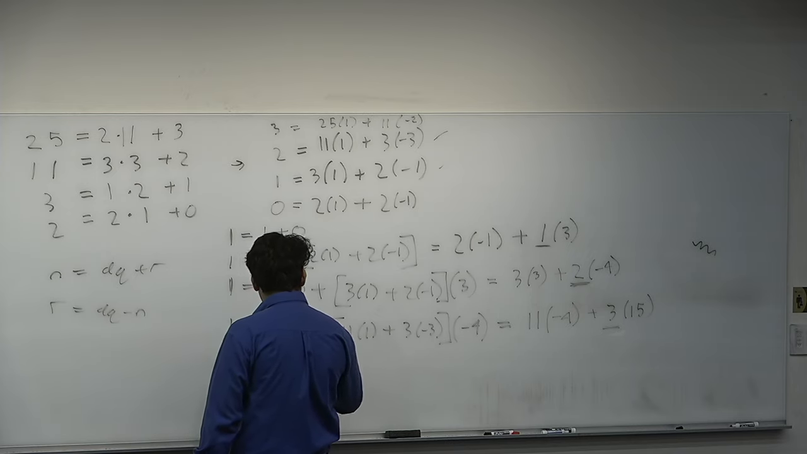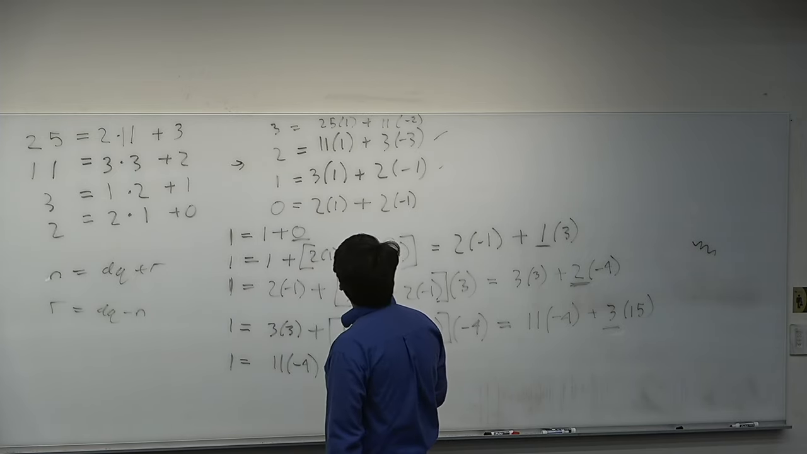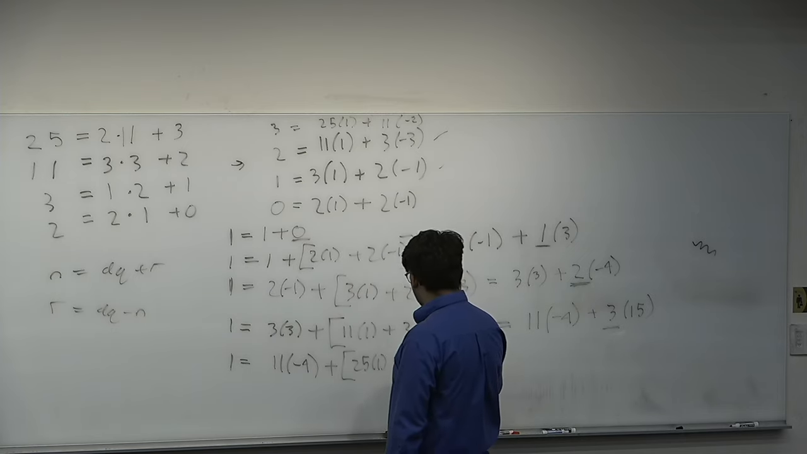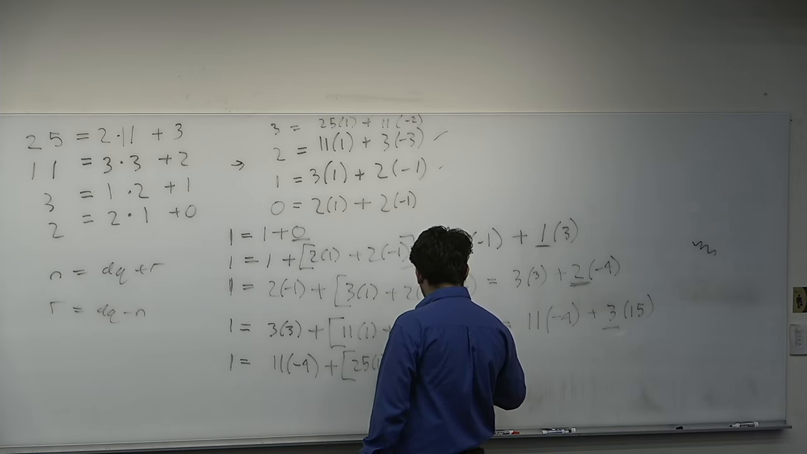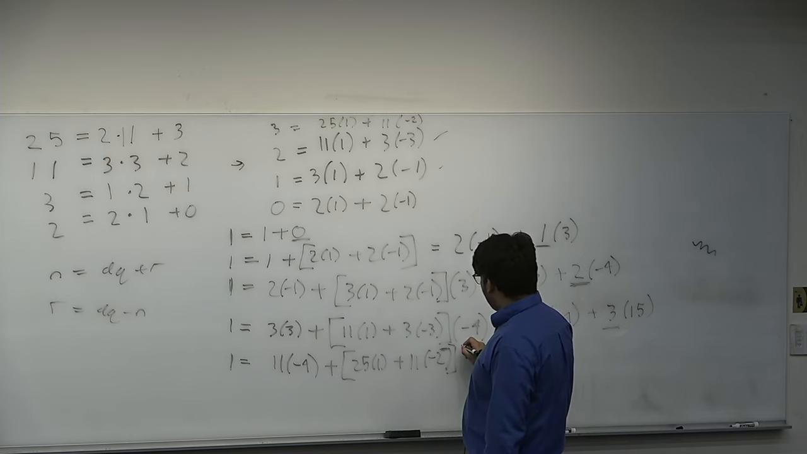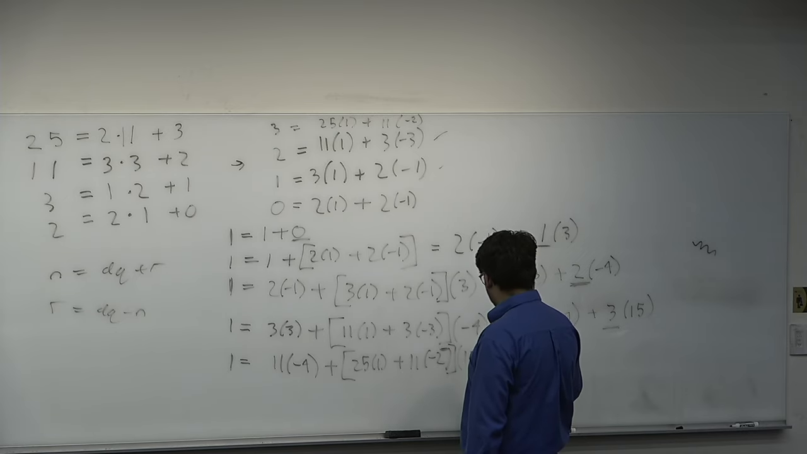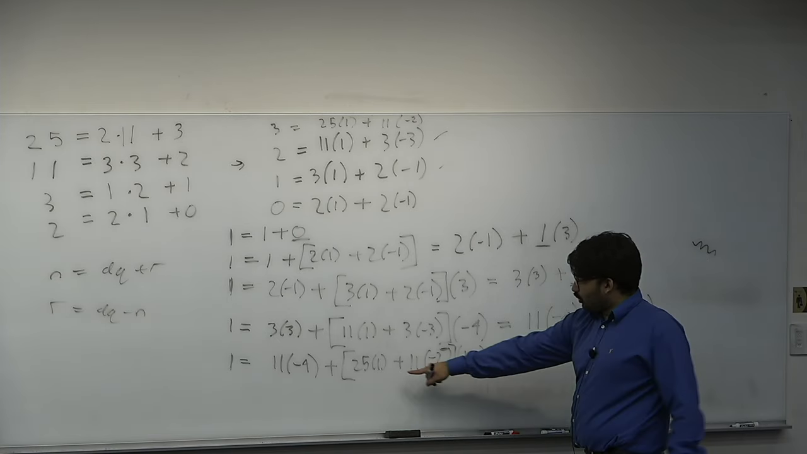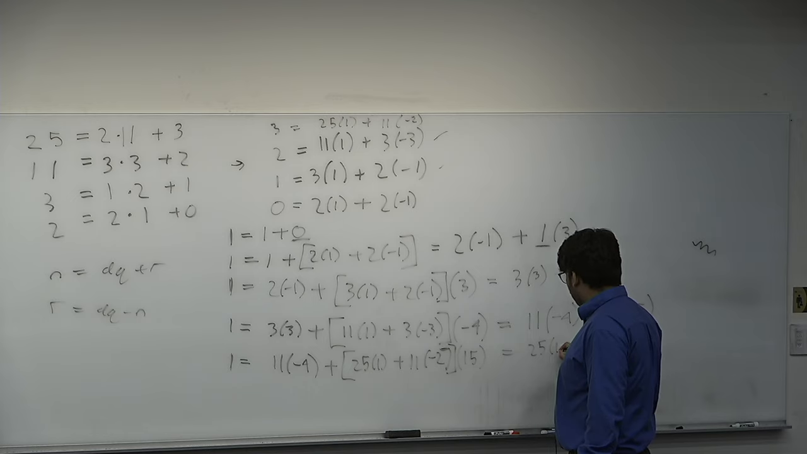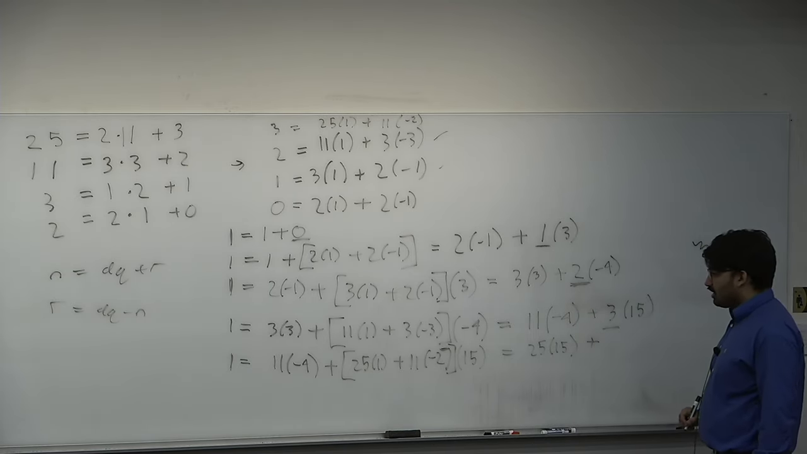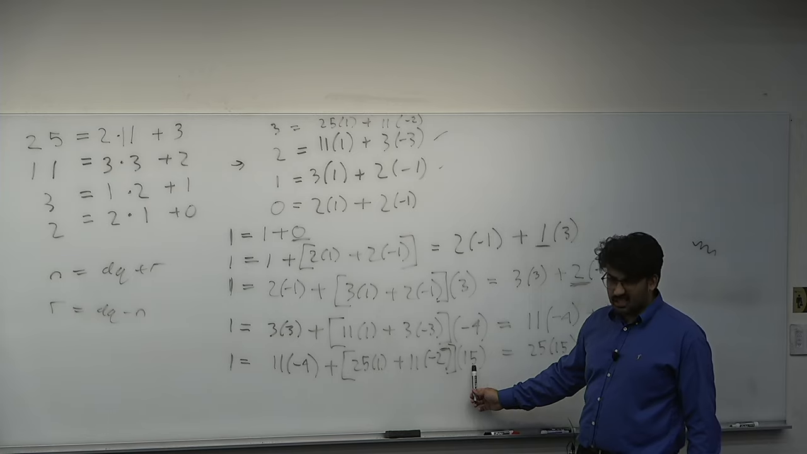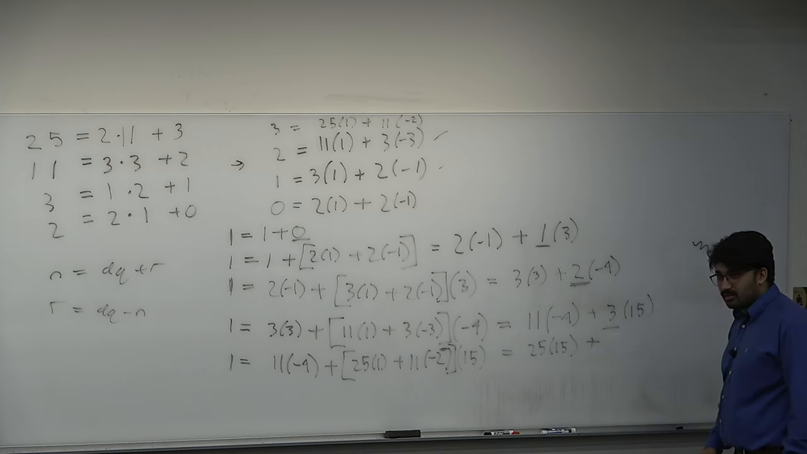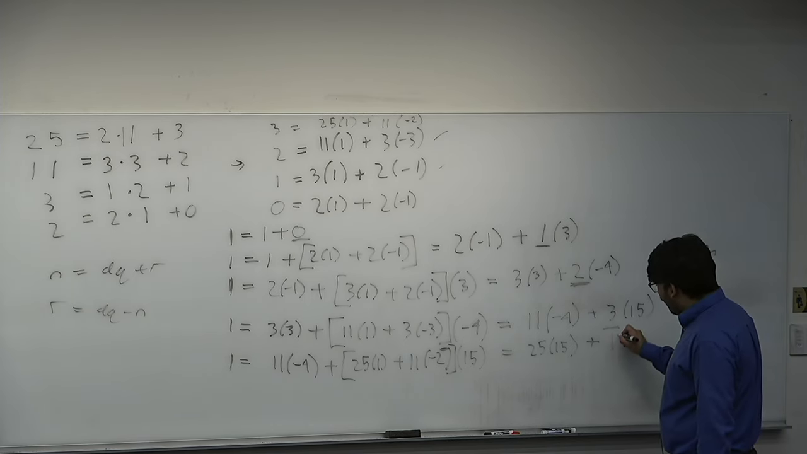to 11 times negative 4 plus... our last equation, which is 25, 1, plus 11, negative 2. Sorry, my marker's bad. That whole thing is multiplied by 15. We're going to pull the 25 out. So 25 times 15 is going to be 25 times 15. Plus... we have an 11. What's negative 2 times 15? Negative 30. Negative 30 plus negative 4? Negative 34. 11 times negative 34.